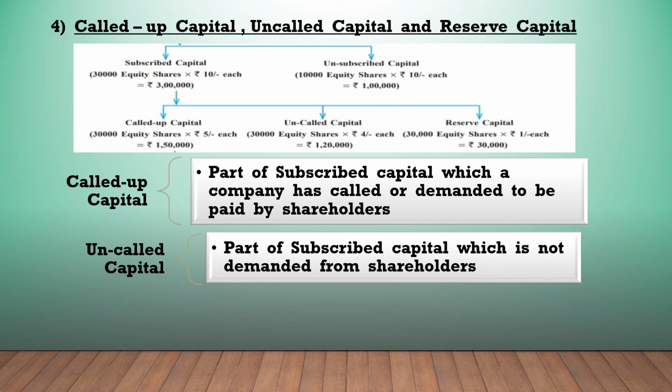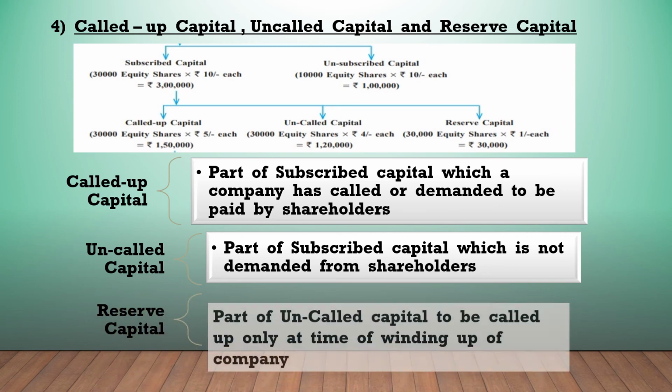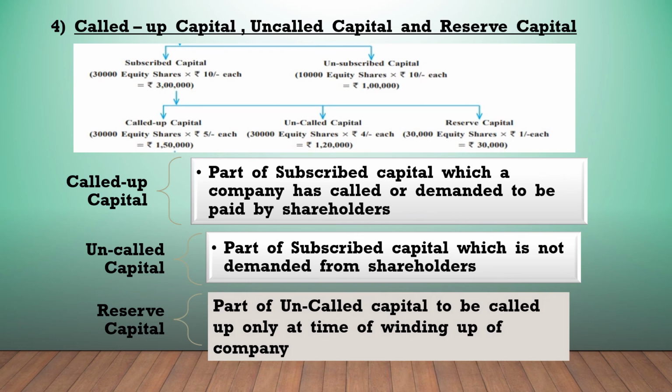Further, it can also be seen in the example that the company has kept rupees 1 per share on its 30,000 equity shares as reserve, thus making reserve capital as rupees 30,000. The company will be collecting the amount of reserve capital from its shareholders at the time of winding up of the company. Thus, it can be concluded that reserve capital is that part of uncalled capital which is to be called up only at the time of winding up of the company.